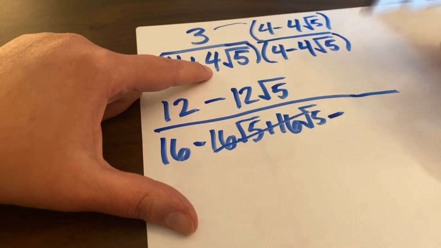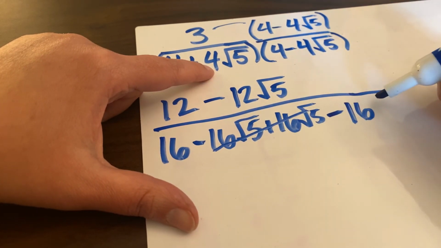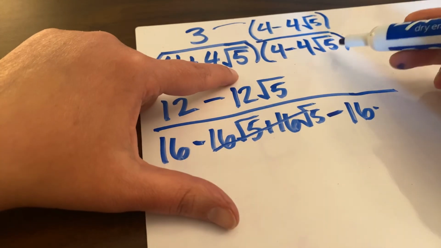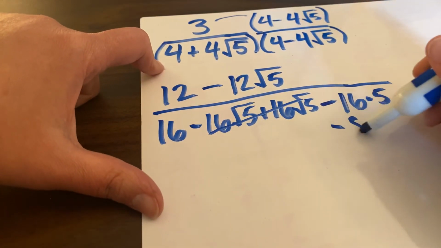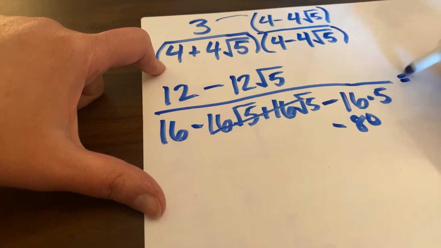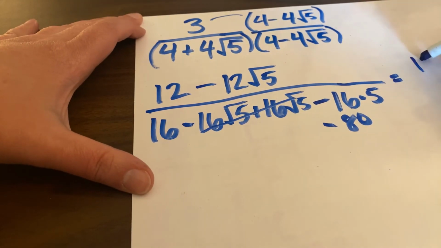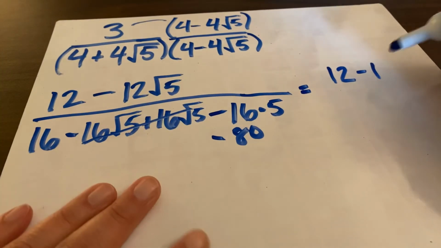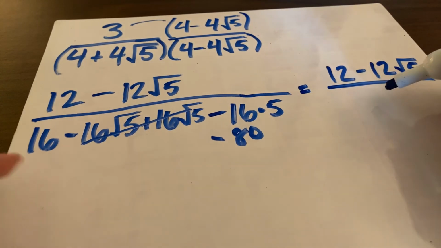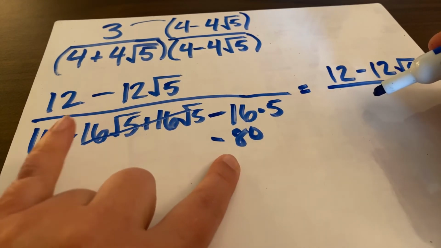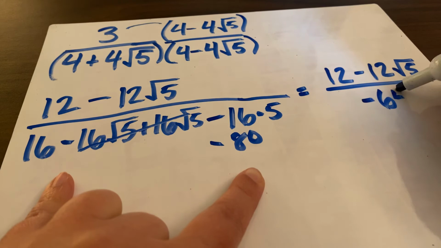And then minus, because there's a minus sign here, 4 times 4 is 16. And the square root of 5 times the square root of 5 is just 5. So this will be 16 times 5, which is actually negative 80. So let's simplify this a little bit more here. We will have 12 minus 12 square roots of 5 over, well, 16 minus 80, because these guys cancel, right? 16 minus 80 is negative 64.